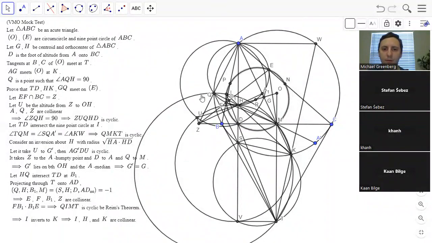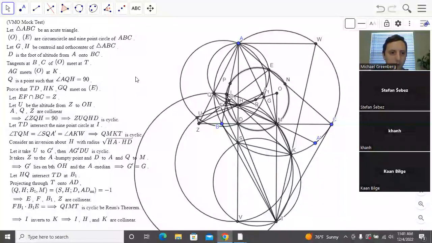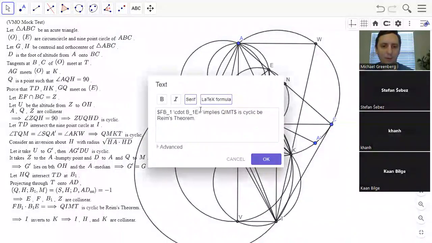I think if we let these circles intersect at I prime, then we could just use the radical axis theorem. But it's easier just to do the power of a point directly instead of defining another phantom point. I agree. So I'm going to paste in what you just put. There we go. QIMTK is cyclic.